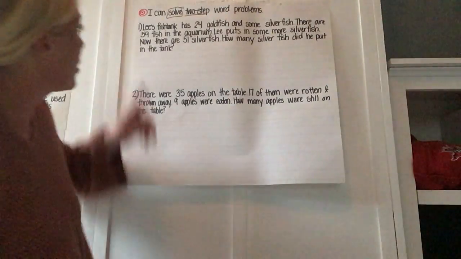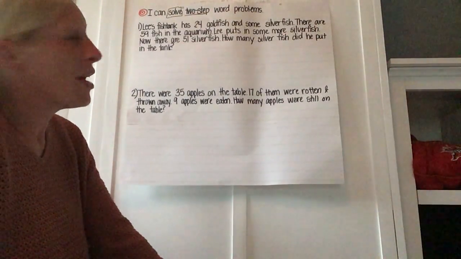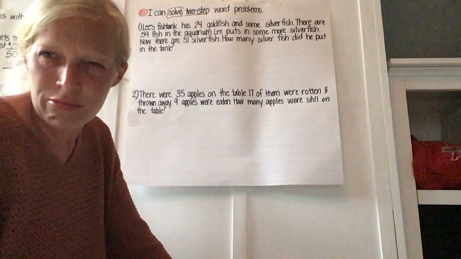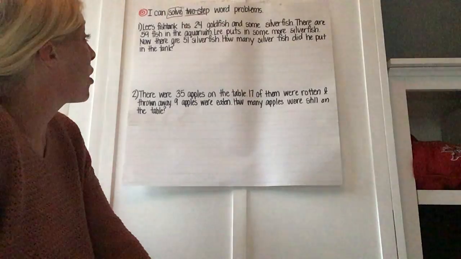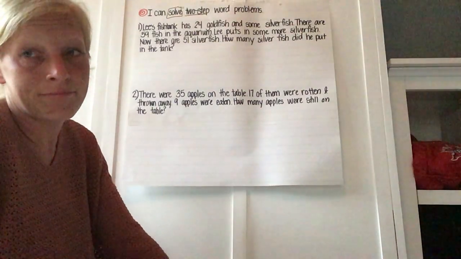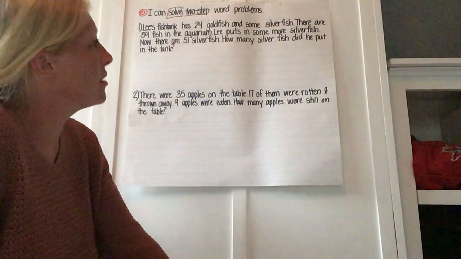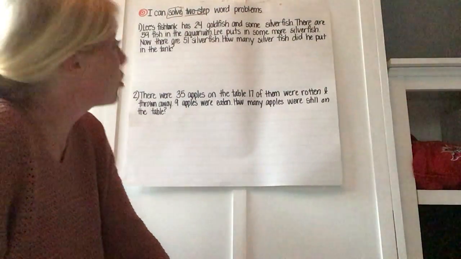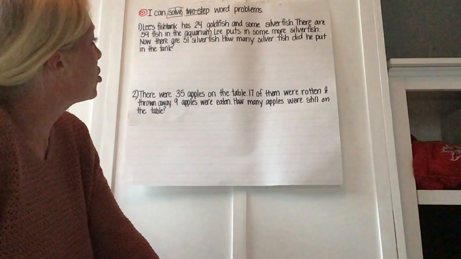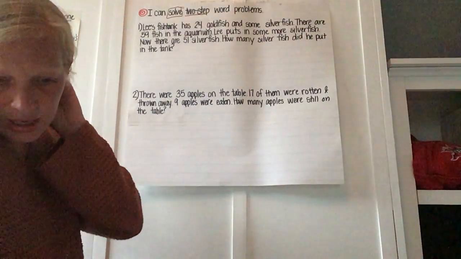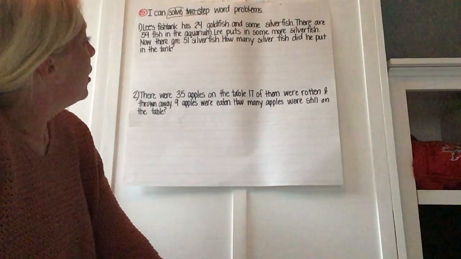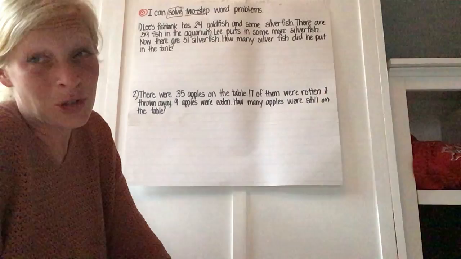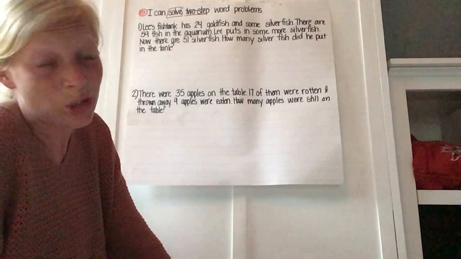Let's read it. Lee's fish tank has 24 goldfish and some silverfish. There are 59 fish in the aquarium. Lee puts in some more silverfish. Now there are 51 silverfish. How many silverfish did he put in the tank? Oh, dear Gussie, guys, this is a humdinger. I had to do this work before I could show you because I knew if I didn't do it first, I was going to get really confused trying to teach you.